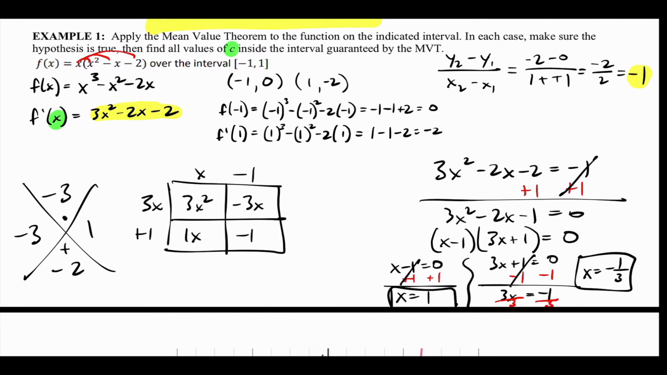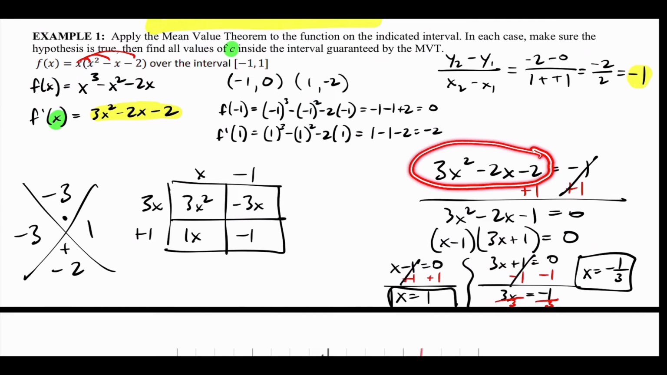Okay, so I have two answers. I get x equals 1 and x equals negative 1/3. What are the answers though? No. What are those numbers? So how did we get those numbers?